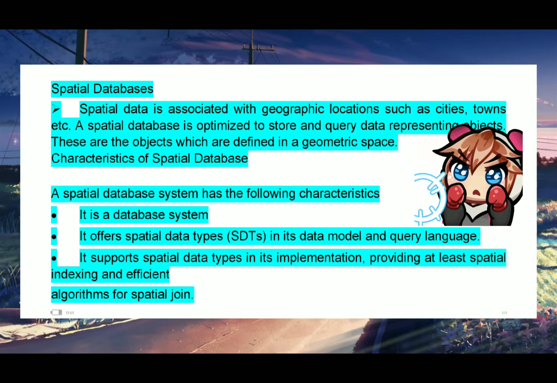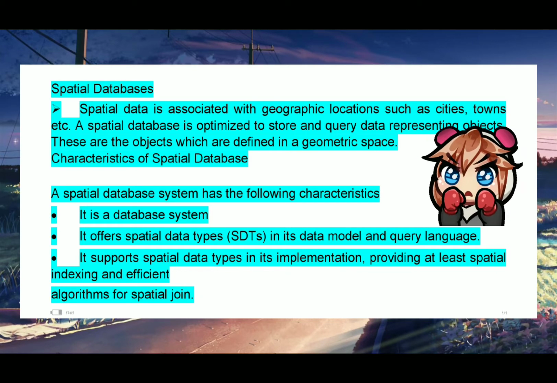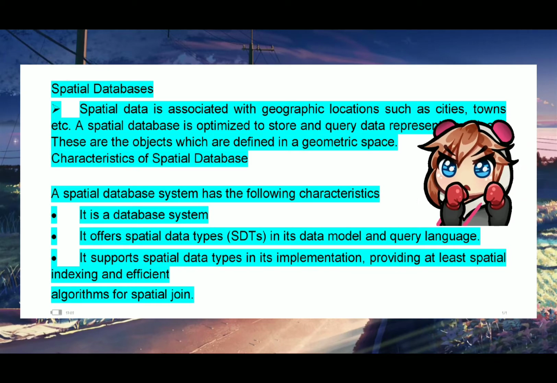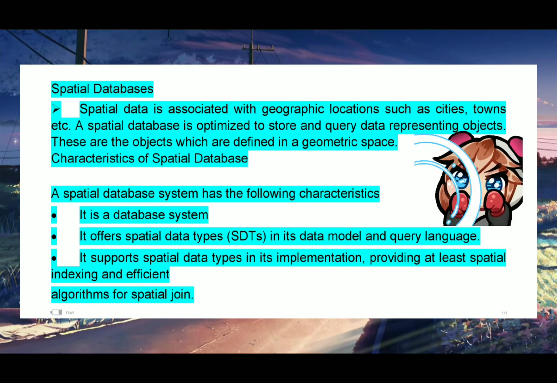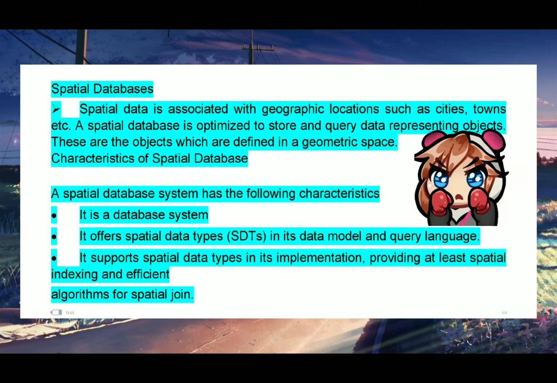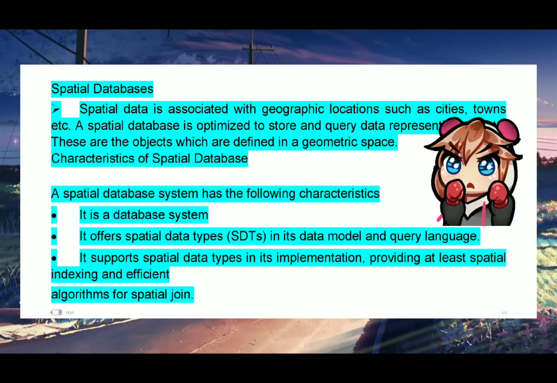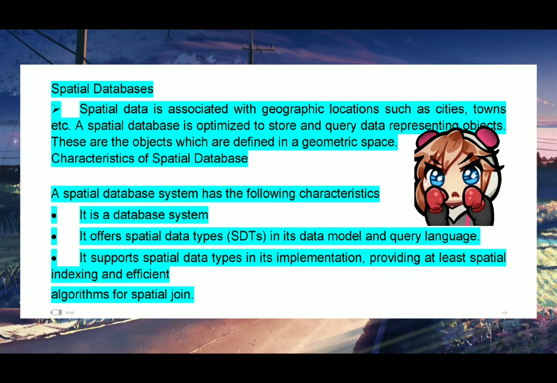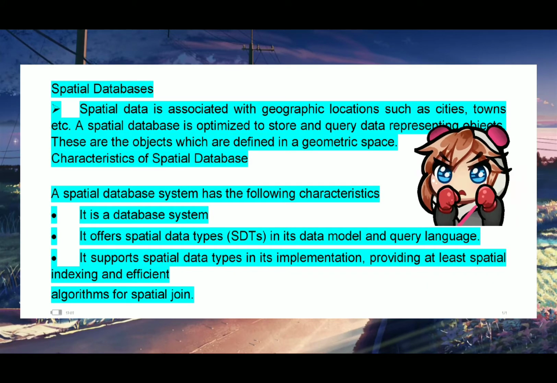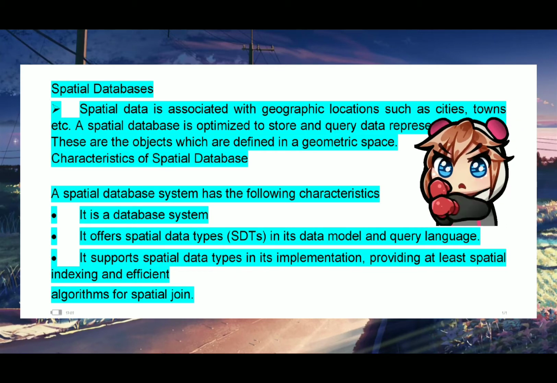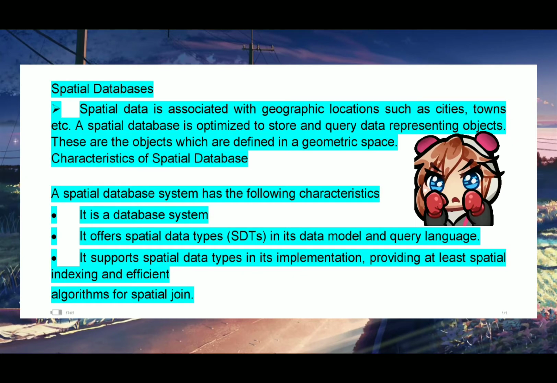Then, spatial databases. Spatial data is associated with geographic locations such as cities, towns, etc. A spatial database is optimized to store and query data representing objects. These are the objects which are defined in a geometric space. Characteristics of spatial database. A spatial database system has the following characteristics. It is a database system. It offers spatial data types (SDTs) in its data model and query language. It supports spatial data types in its implementation, providing at least spatial indexing and efficient algorithms for spatial join.